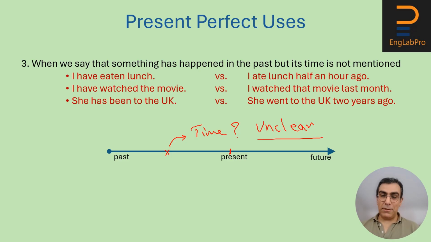This is a little bit tricky. So again, I repeat, when something has happened in the past, but we don't know when, or we don't want to say when, we use present perfect. But when the time is clear, when it is mentioned when, for example, 2 years ago, last month, as you can see in these examples, an hour ago, the time is mentioned. Here we use simple past.